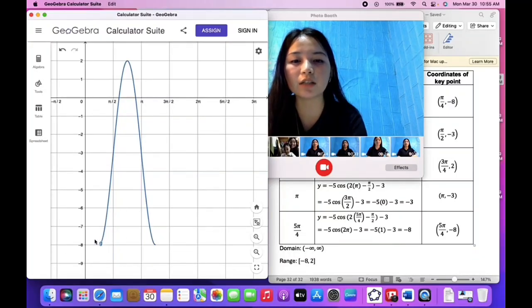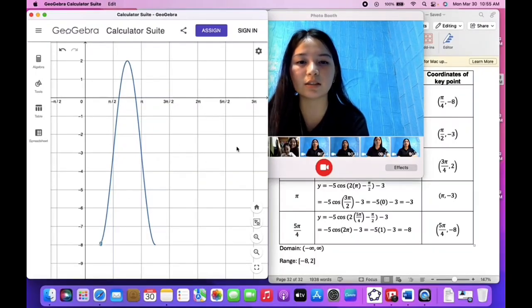And our range is negative 8 to 2, and it is included. So that is all.